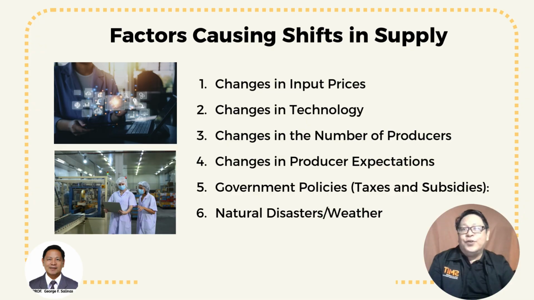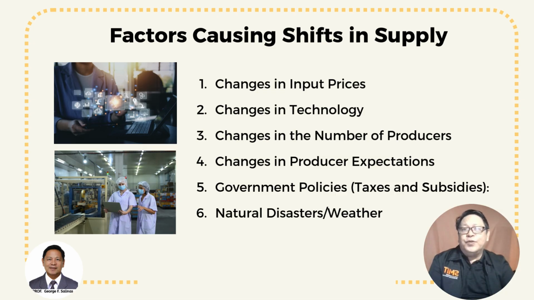And the third factor, changes in the number of producers. Naturally, more companies entering a market increase the overall quantity supplied at any given price level. And the fourth factor, changes in producer expectations. Suppliers' predictions about future market conditions can influence how much they will produce and sell in the current period.